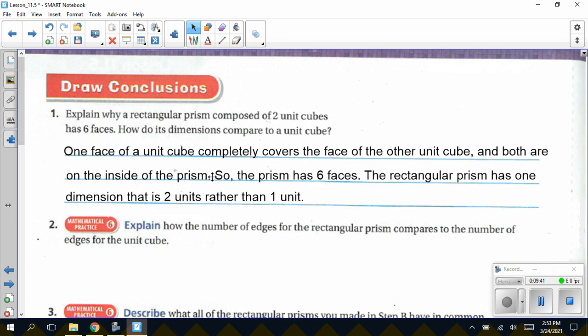And ladies and gentlemen, that is because 1 face of a unit cube completely covers the face of the other unit cube, and both are on the inside of the prism. So the prism still only has 6 faces. You've just created a longer or bigger face. The rectangular prism has one dimension that is 2 units rather than 1 unit.